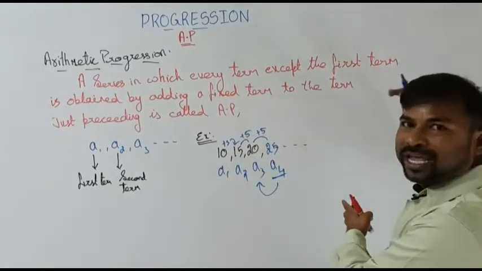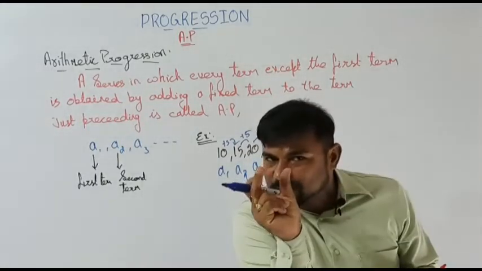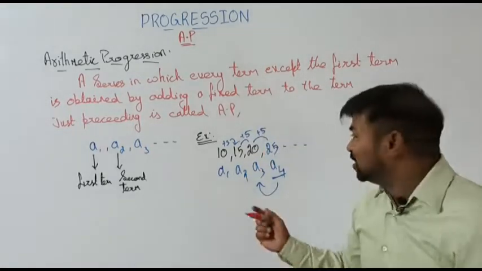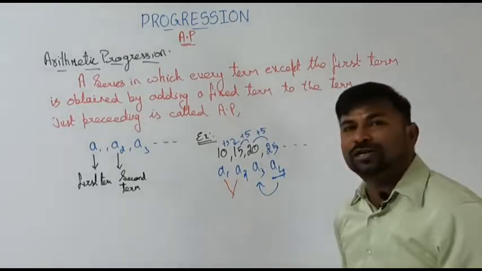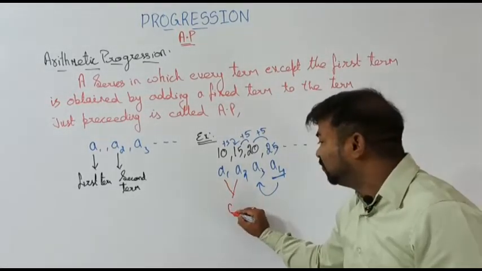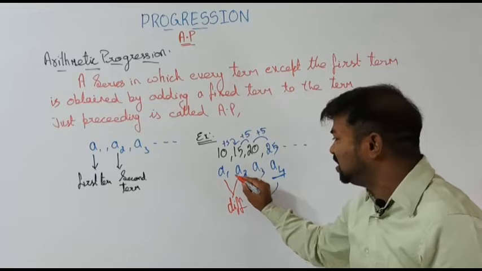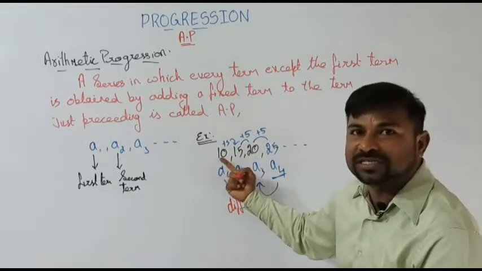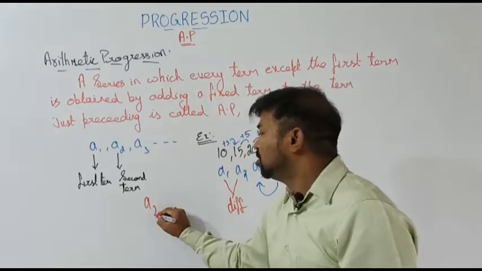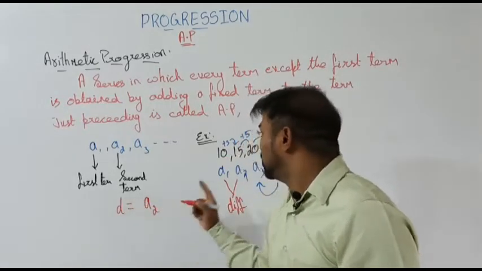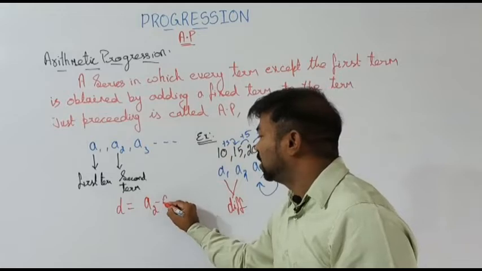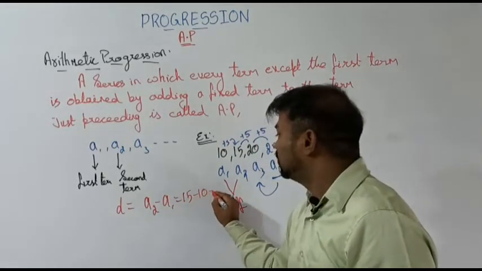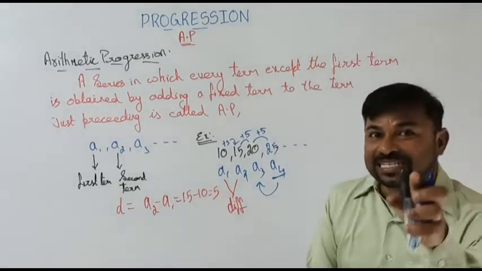If it is going on like this, if there is a fixed difference between any two terms, I repeat, if the difference between the two terms is fixed, see here: A2 minus A1, the second minus the first. We are finding the difference here. A2 minus A1, what are we getting? 15 minus 10. Are we getting 5? Yes, that is the difference.